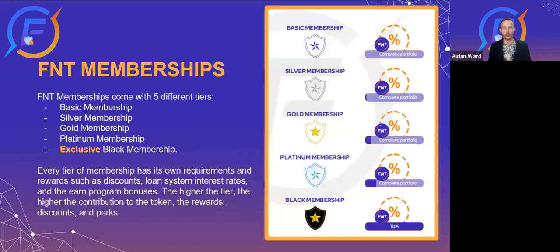So the next real important part of the FNT ecosystem is the memberships. Now, I can't remember who it was that was saying staking before. And you know what? You're kind of right. Staking is going to be included, and it will determine what sort of membership you guys are in. Now, for the first four, the basic, the silver, the gold, and the platinum, this will be based on the percent of FNTs held within your digital asset portfolio within the FNT ecosystem. Does that make sense, guys?